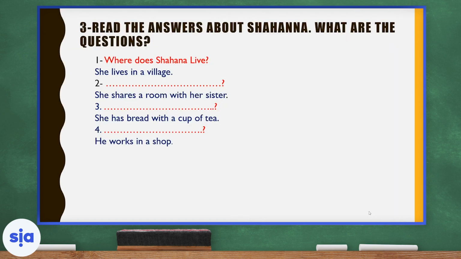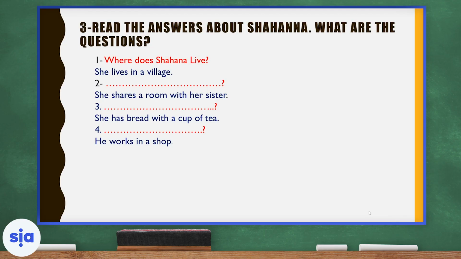Now let's jump to exercise 3. Read the answers about Shahana. What are the questions? So in this section, we're going to do the opposite. We're going to start with the answers and then search for the questions or guess and create the questions. Let's get started. She lives in a village. Of course, the question is, where does Shahana live?